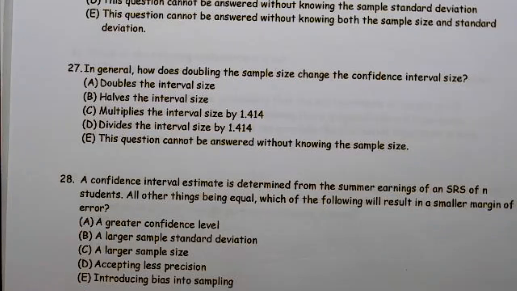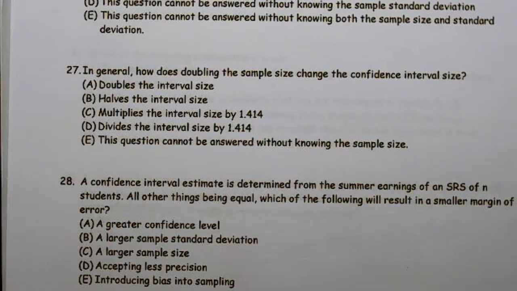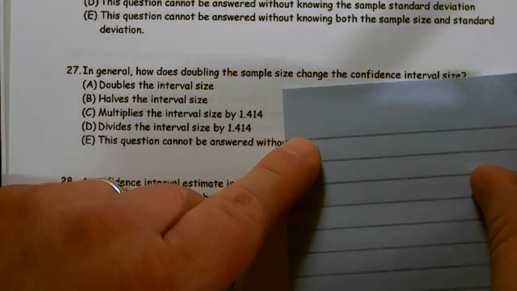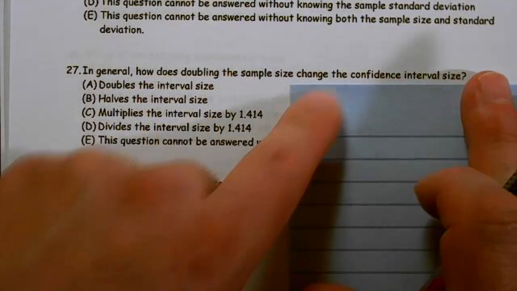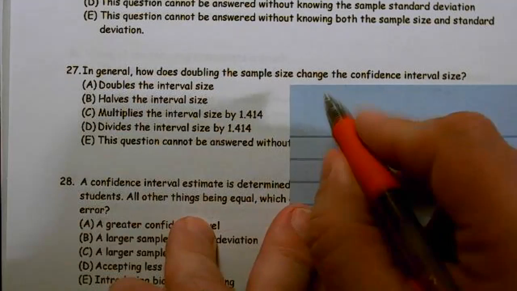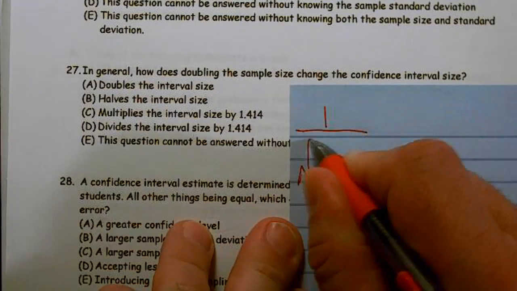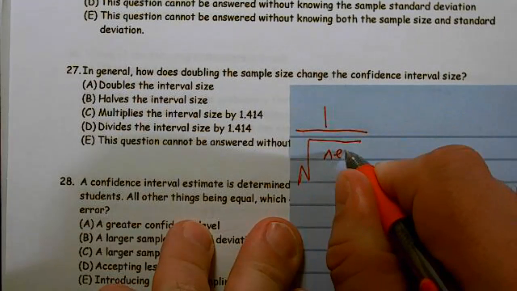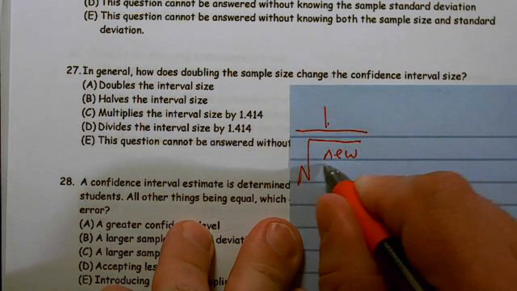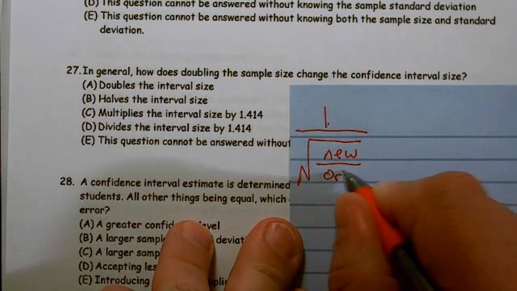I believe number 27 is a repeat question. But that said, I'm going to reintroduce this formula because I think it really does help. When you're trying to figure out how sample size is affected, you probably want to memorize this formula, which a lot of my students like: 1 over the square root of the new over the original.